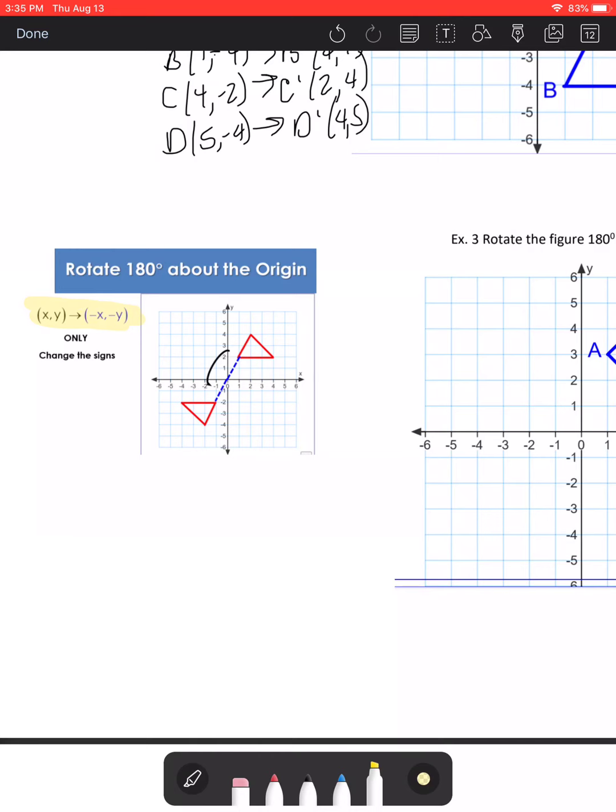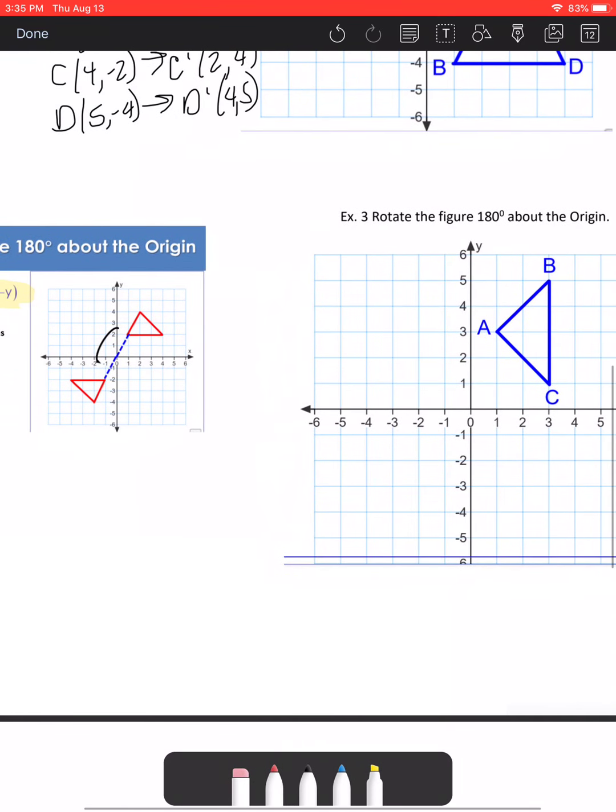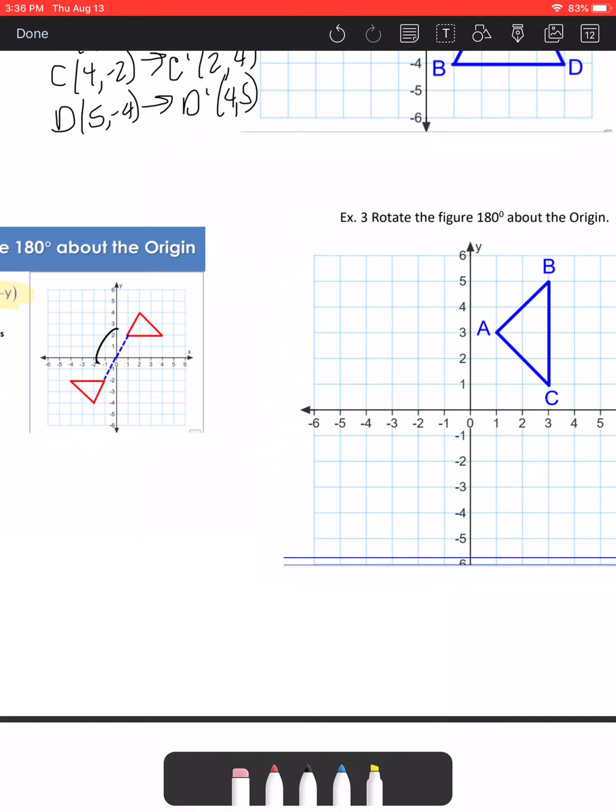So this is actually my very favorite rule for rotations, because it simply negates x and y. They don't change positions. They still stay in their same respective positions. The only thing that's different is that the x value is negated and the y value is negated. So now I want us to look at this last example, example 3, where we want to rotate this figure 180 degrees about the origin.